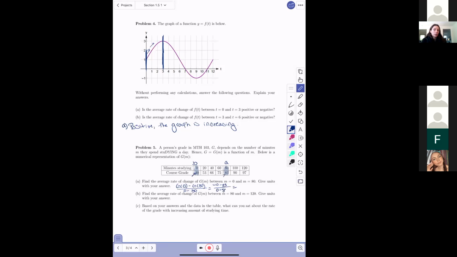And then your units here, this one's kind of weird to word, but you could word it something like the change in grade per minute studying, and I'll know what you mean. Sorry, but where did the 0 minus 8 come from? Sorry, 0 minus 80, those are my X values. I just didn't write the 0, sorry.